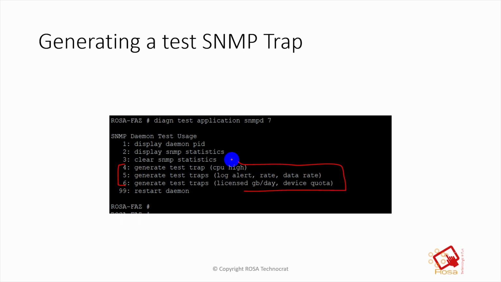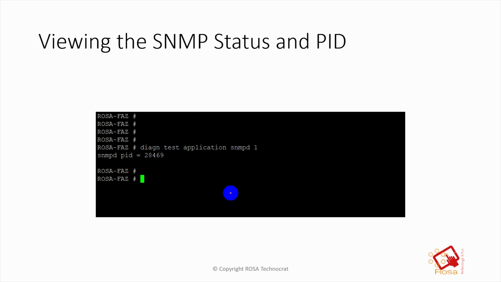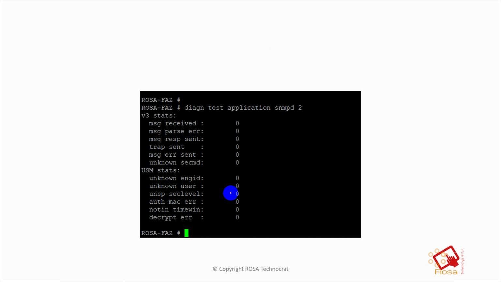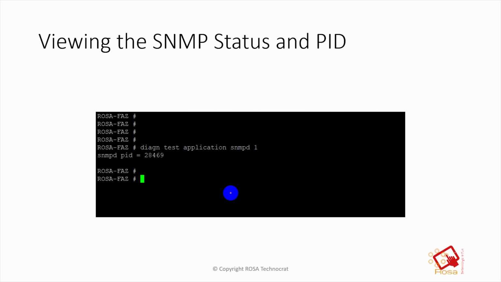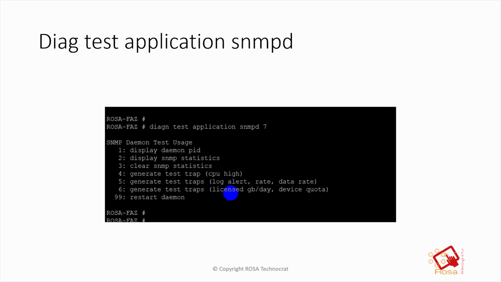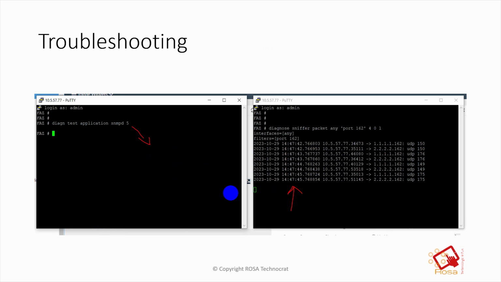And if you want to restart the SNMP process, you have to use the same command, diagnose test application snmpd, and then 99, which will restart the process. So I have shown you how to see the process ID, the statistics, how to restart, and how we generate the SNMPD traps and how we can verify.